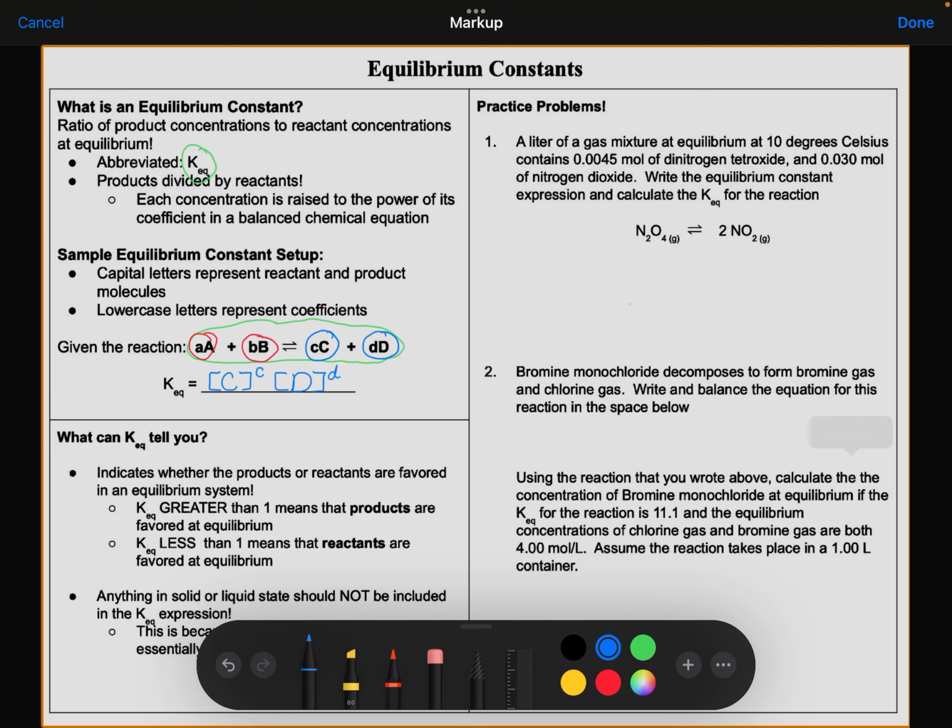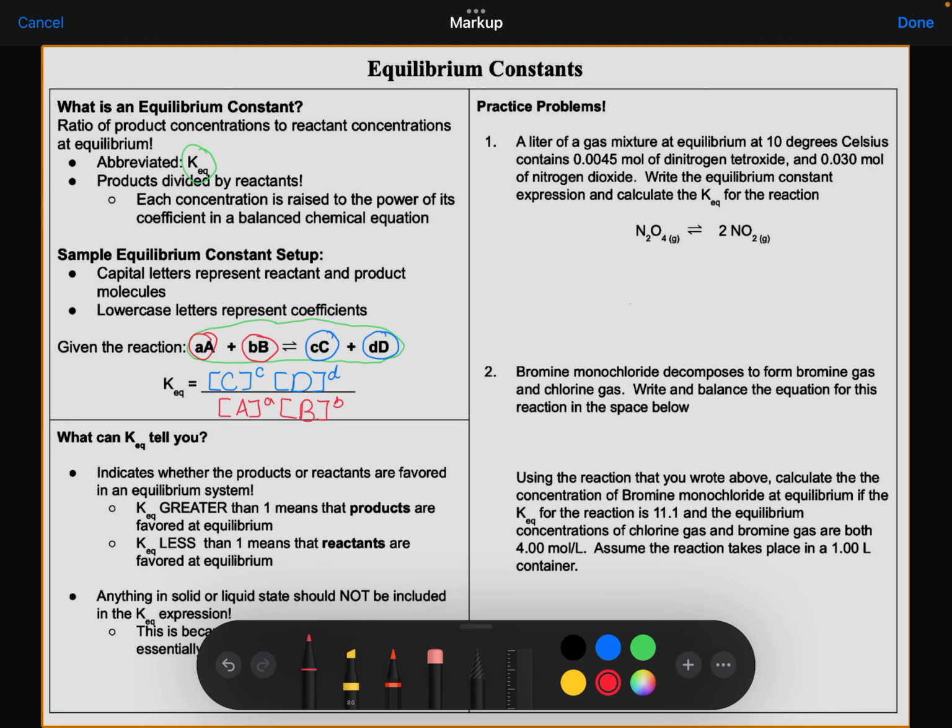All right? And so we're going to take that and we're going to divide it by the concentration of reactant A raised to its coefficient, times reactant B raised to the power of its coefficient. And that is a general equilibrium expression.